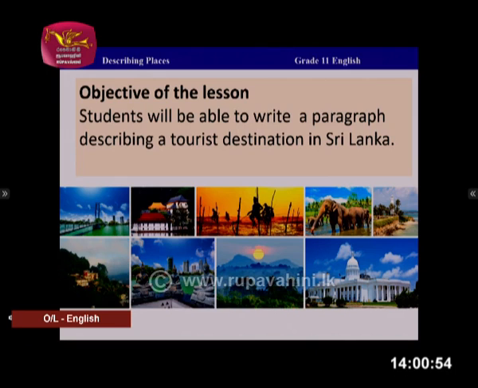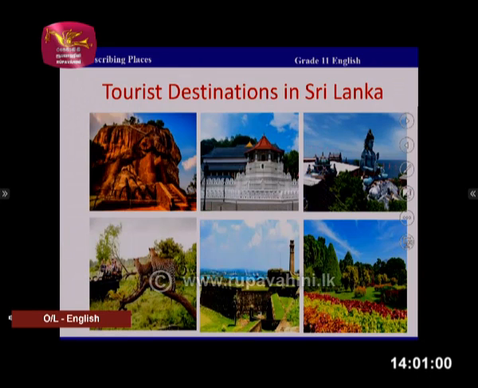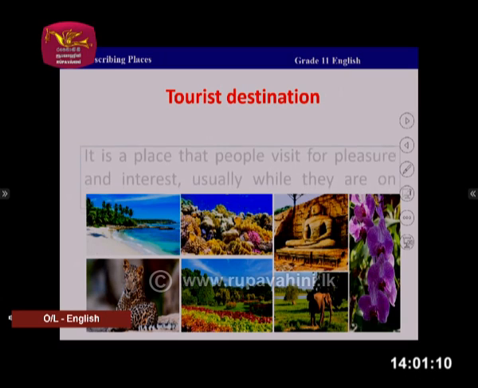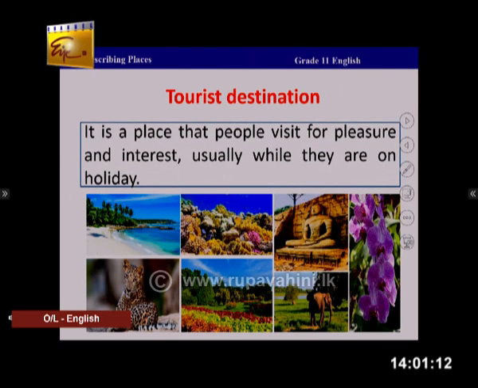Look at these pictures. They all are examples of tourist destinations. So what is a tourist destination? I'm sure you all are familiar with the term. A tourist destination is a place that people visit for pleasure and interest, usually while they are on holiday.